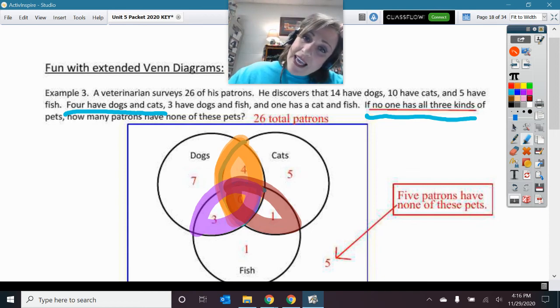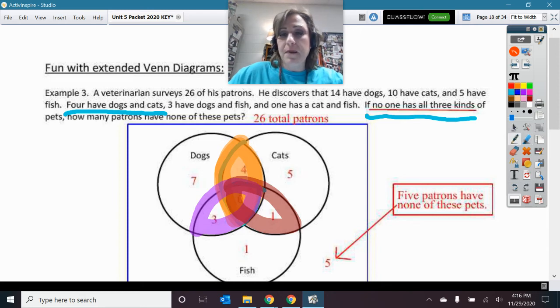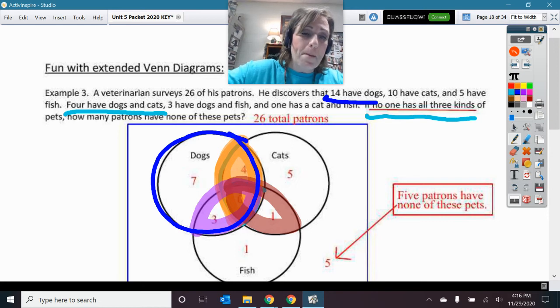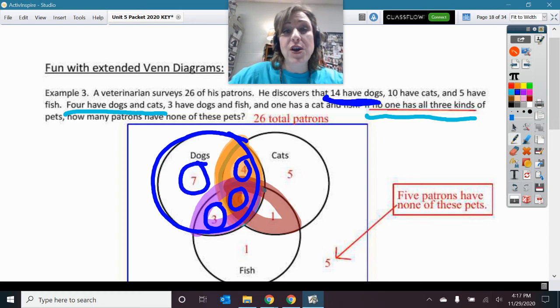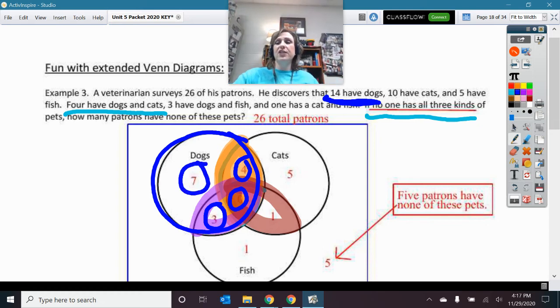And then the catch is you've really got to take your subtraction, because we know 14 have dogs. Well, see, look, that's this whole circle, but there's already 4 plus 0 plus 3. There's already 7 in there. So 14 total minus the 7 that's already in the circle is how I get that 7 right there. Okay, and then you can check the rest.